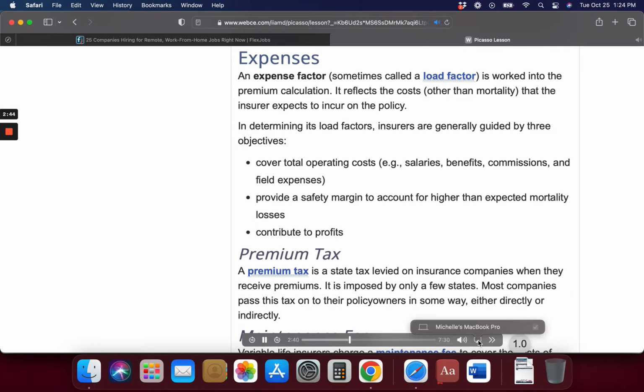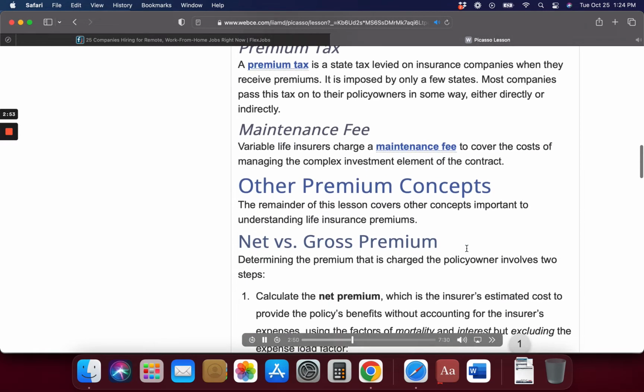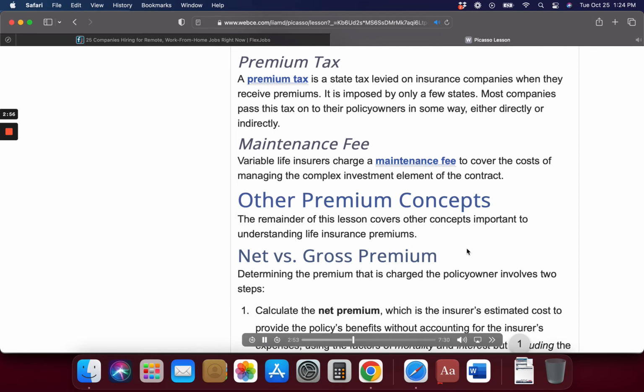Premium tax. A premium tax is a state tax levied on insurance companies when they receive premiums. It is imposed by only a few states. Most companies pass this tax on to their policy owners in some way, either directly or indirectly.